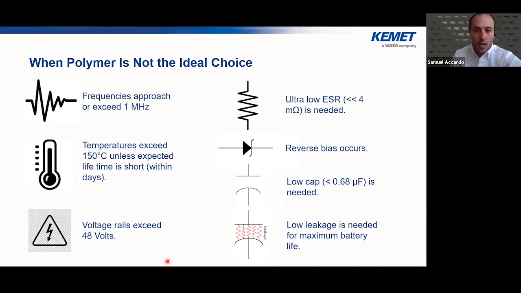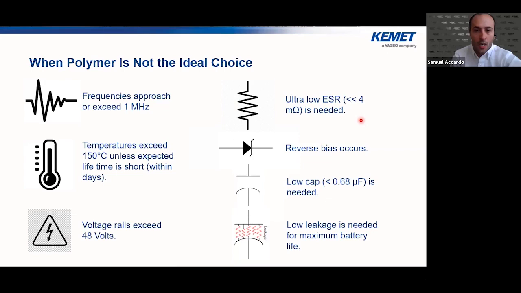Anything over 48 volt rails, probably shouldn't use them as well, because these parts are only rated up to, I think, around 63 volts might be our highest rated voltage. So high voltage designs are out of the case right now, but that's probably something that we're going to continue to add on to. Anything that's lower than ESR of 4 milliohms, we're also probably not going to want to look at a polymer. Typically with an ESR that low, you would need to look at an MLCC.